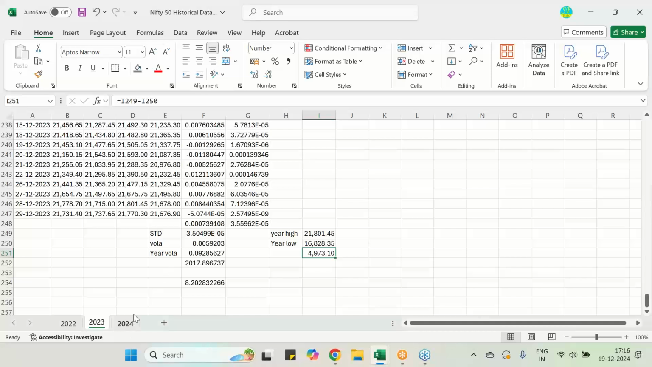Same process I am going for with the 2023 data. I will be projecting for 2024. I will not go into detail on the calculation. The step has come to 8.20, and the end price was 21,731.